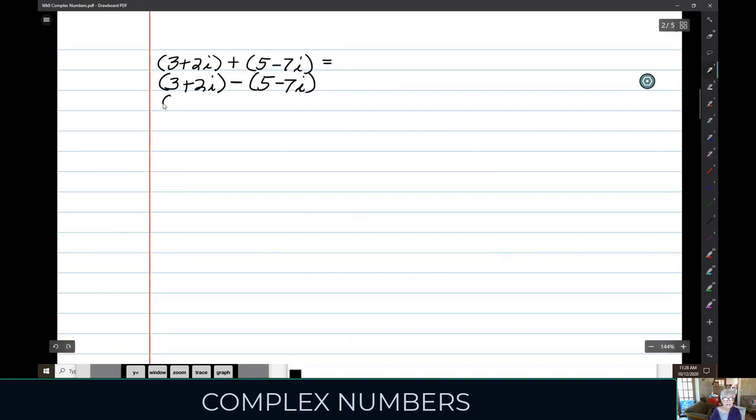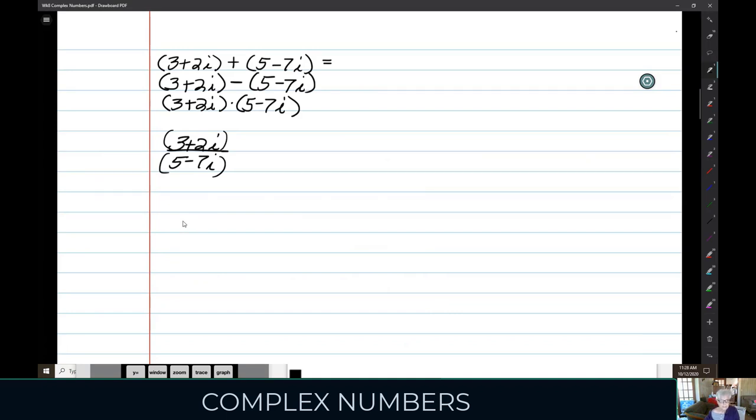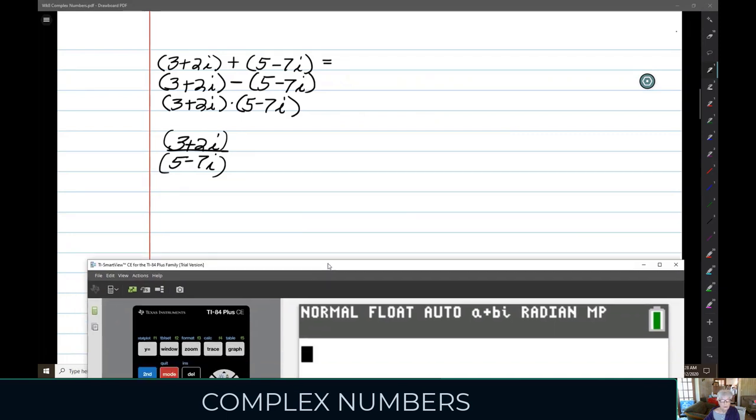We can multiply them. Let's multiply them and make sure that we get the same answer. However, you do have to put the numerator and the denominator in parentheses. Okay, so that's what we're going to do.